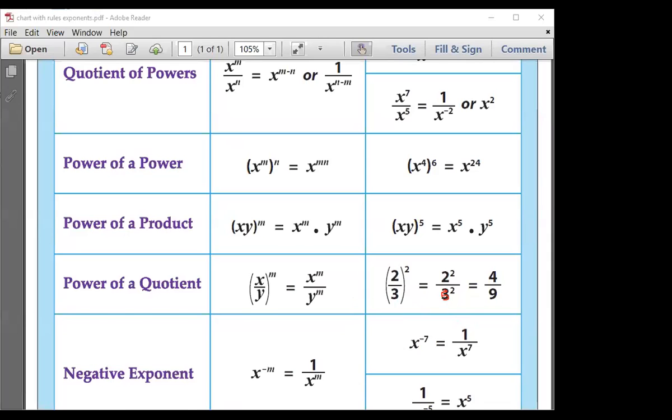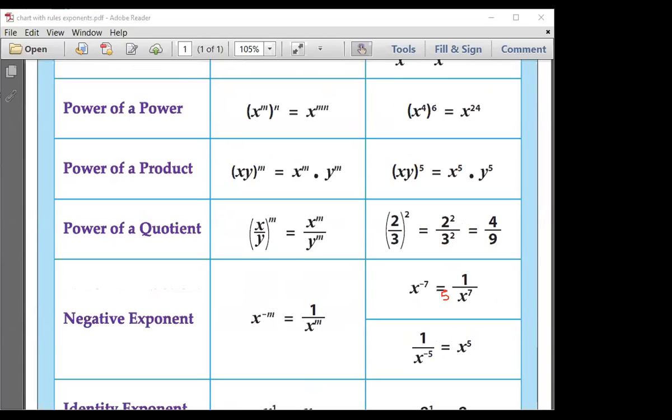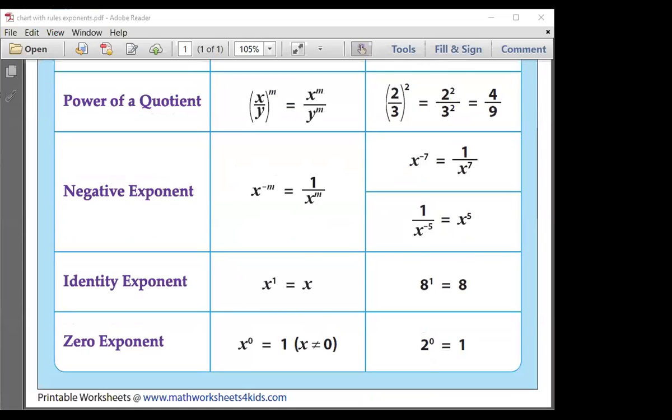We have negative exponents. X power negative m equal 1 over x power m. X power negative 7, it will be 1 over x power 7. 1 over x power negative 5, so we can make the opposite. When you have 1 over x power 5 and I want to change it from negative, I will transfer it to the numerator and it will be positive. Identity exponents, which is x to the power of 1 equal x. Anything to the power of 1, it will be the same.